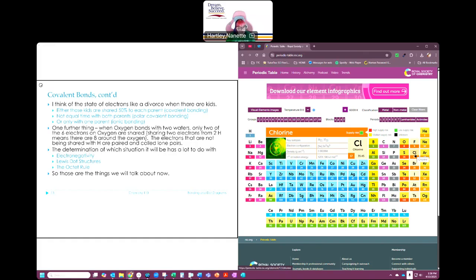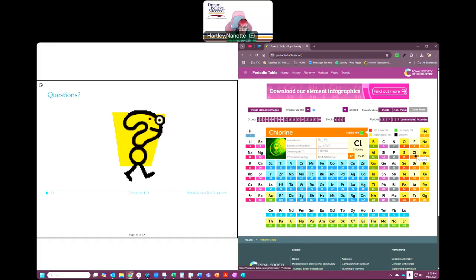And they're based on a number of different things. One of those things is electronegativity, which we've already talked about. One of those things is the Lewis dot structures, which we're going to talk about. One of those other things is the octet rule, which we'll be talking about in more detail. So those are the things that we're going to be talking about when we consider all of these structures. So let's get into the minutiae of how we deal with this. All right, so questions so far?